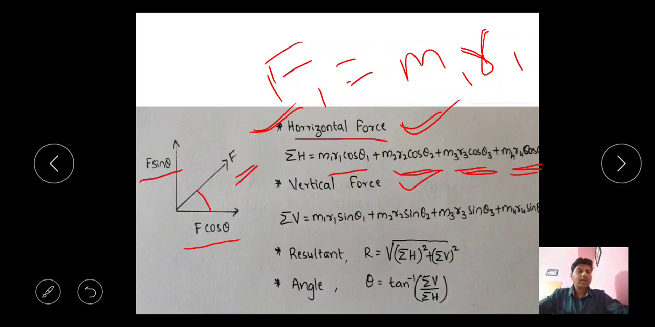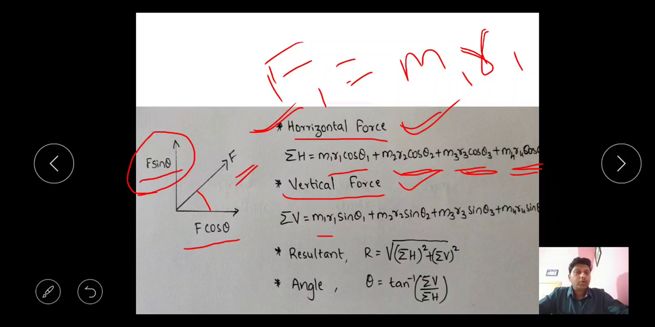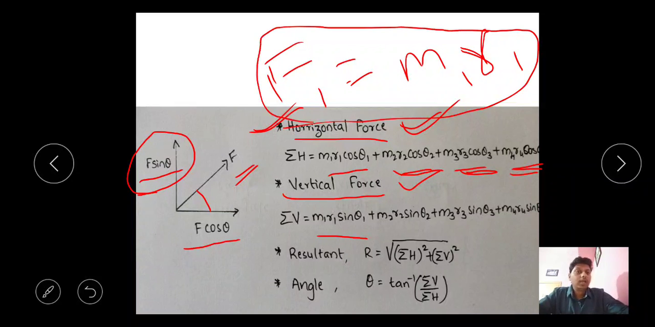Now if I take the similar vertical force, what is vertical? It is given by F sin theta. So what will it be for M1? It will be M1 R1, and M1 R1 is nothing but F1. Here we have seen this is F1, M1 R1. What will be this side? Sin theta 1, because the angle is theta 1. For the second, M2 R2 sin theta 2. For the third, M3 R3 sin theta 3. For the last, M4 R4 sin theta 4.